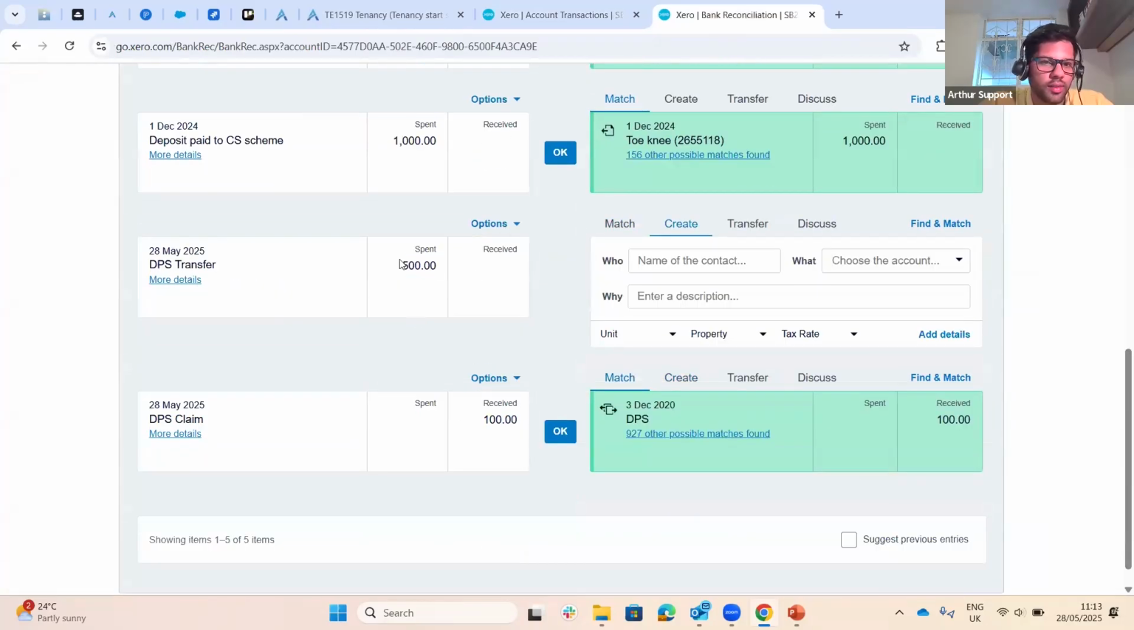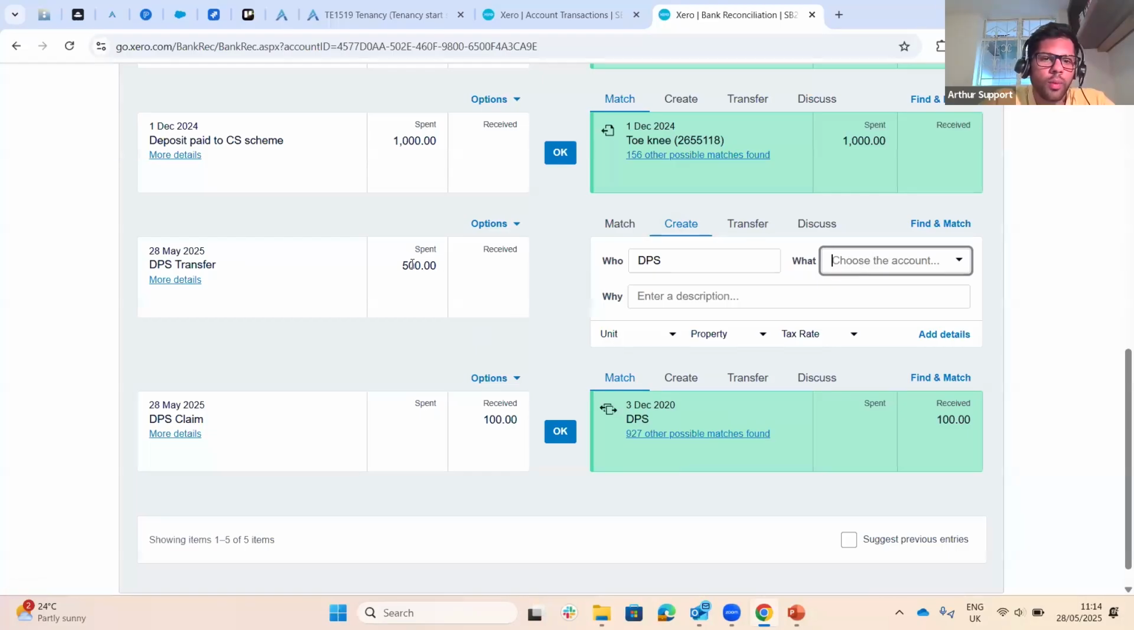So let's say we've received £500 deposit. You would then transfer £500 to the DPS, which is the custodial scheme. And then the way you would reconcile this is you would use the create function. In here, who is the payee, the person the money is going to, or the business the money is going to. So who would be the DPS? What would be the nominal code where you want to account for this in your financial statement?